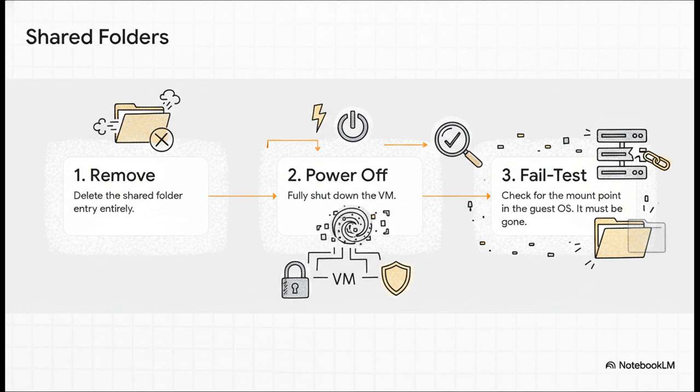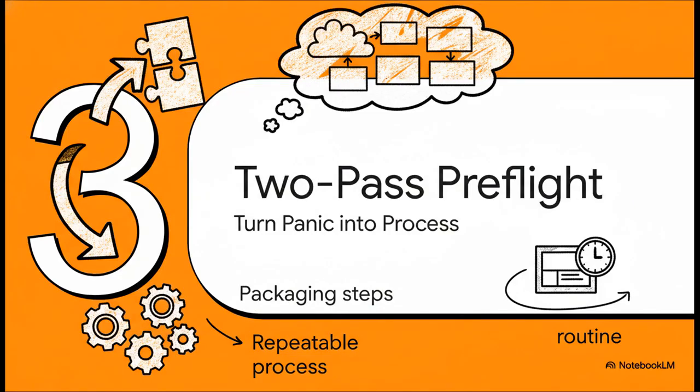So you delete the entry, power off completely, and then boot back up and check inside your guest OS. That mount point has to be totally gone. Okay, so now we know what to do. Let's talk about when to do it.